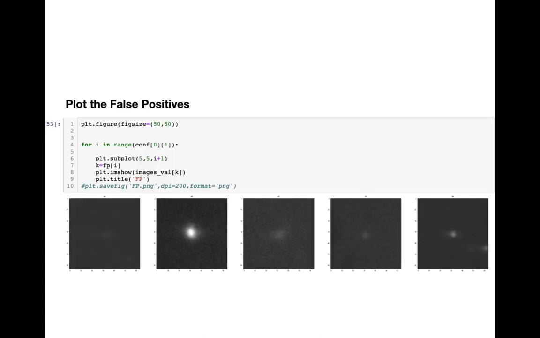Similarly, we have about 5 false positives, as you can see from here, and most of these stars were very faint in their magnitude range. So clearly, the false positives and false negatives are not as drastically bad as we initially would think them to be.